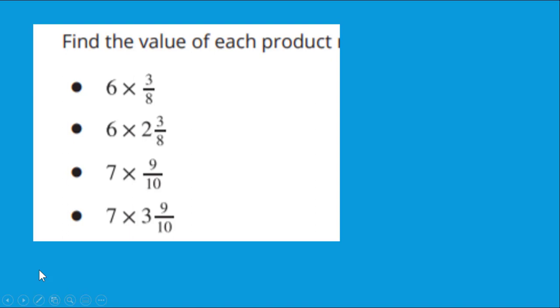Okay, last one. First step, I need two fractions, but I don't have two fractions. So I need to put a 1 under this whole. This one is a mixed number, so it needs to be changed to improper. So we multiply the whole times our denominator. 3 times 10 is 30, plus the numerator is 39. So I've got 7 times 1, or 7 over 1 times 39 over the 10.